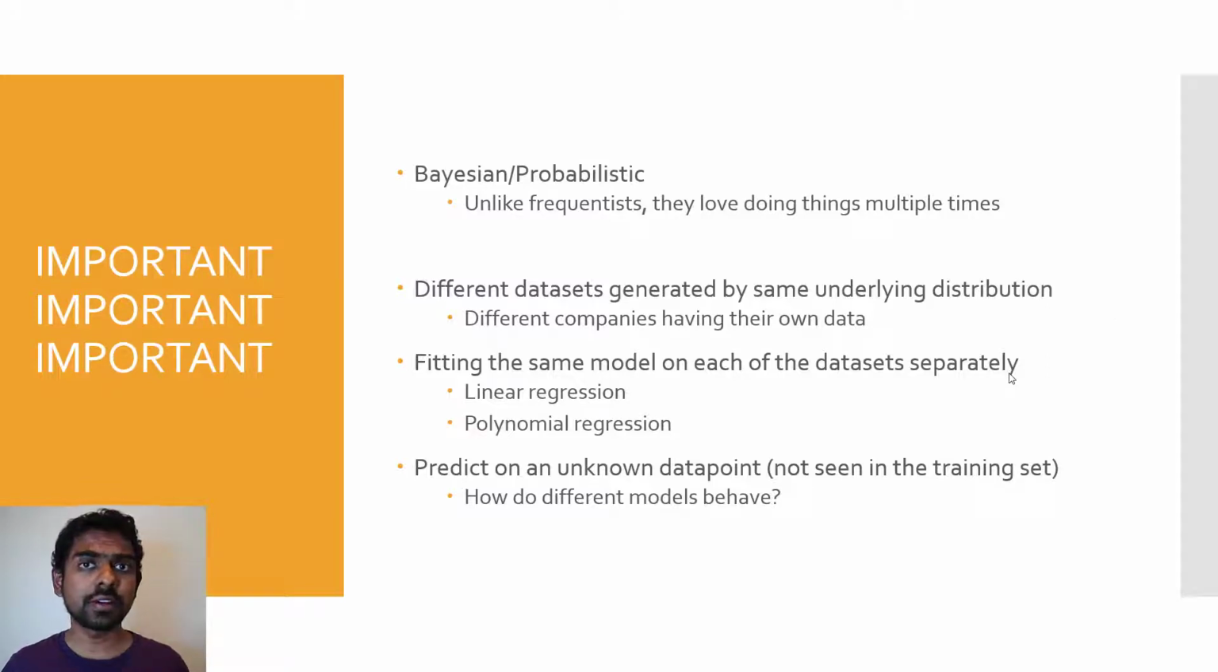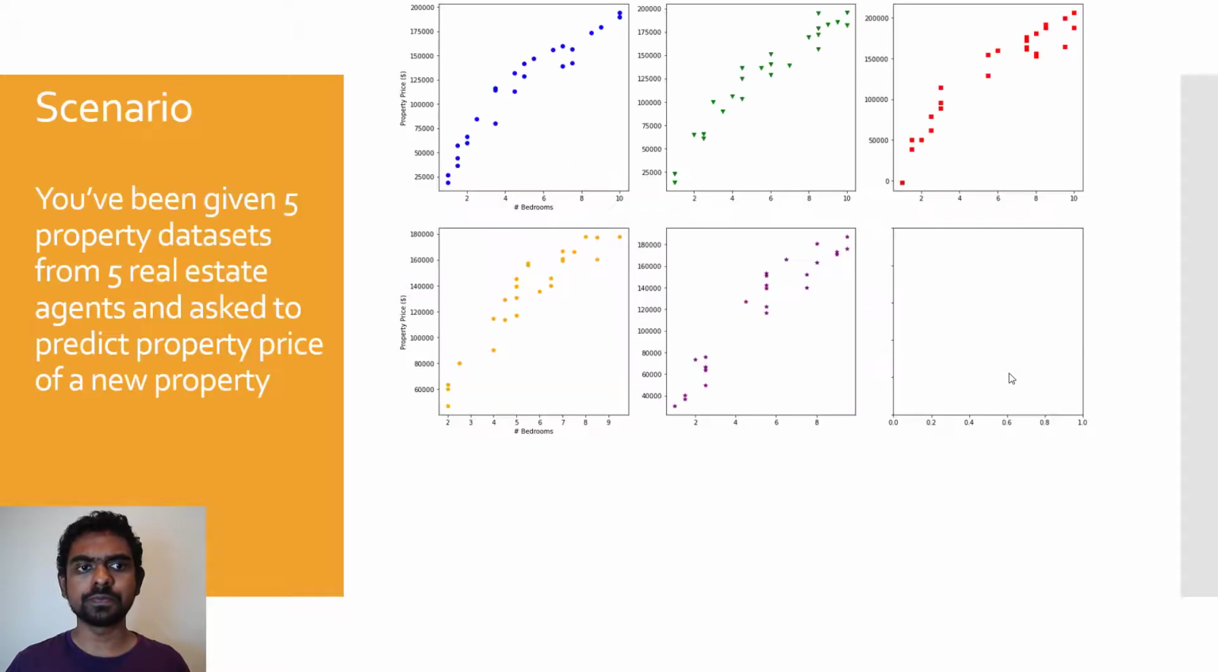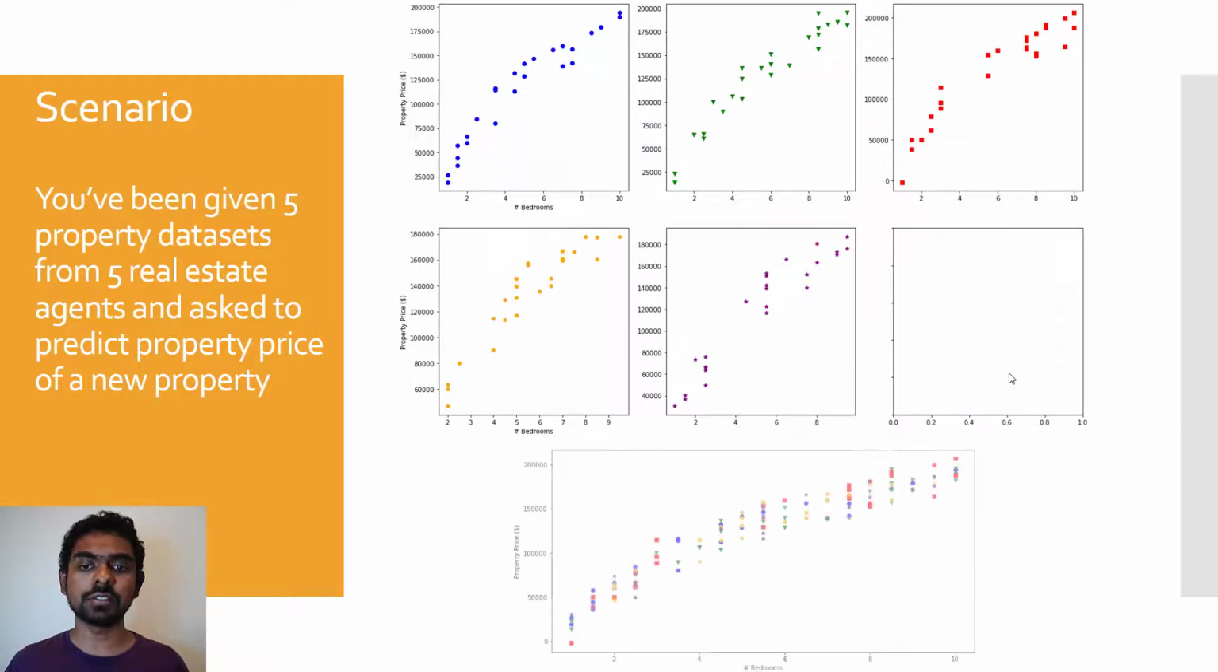Great, now let's solidify our understanding by walking through a scenario. In this scenario, you've been given 5 property datasets by 5 different real estate agents, and they're all interested in predicting the price for a certain property. And they believe that you can predict the property price just by taking the number of bedrooms, and that's what we see here. On the x-axis, you can see the number of bedrooms, and on the y-axis, you see the property price. Each of these subplots represents a dataset belonging to one company. And if you superimpose all these data, you will get some graph like this. You can see generally all the data provided by all the companies fall in the same region.